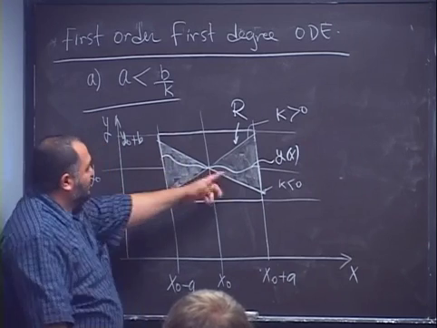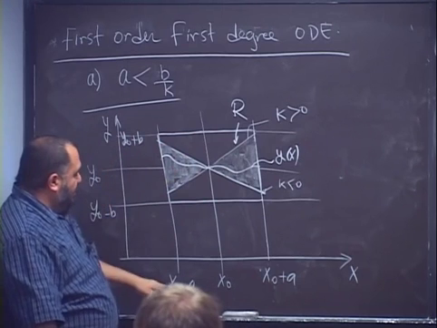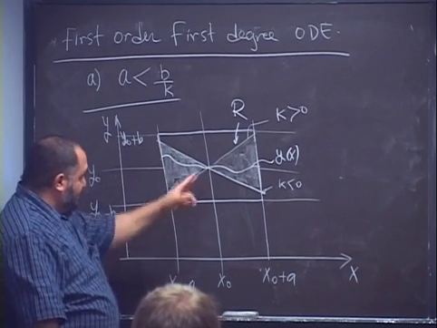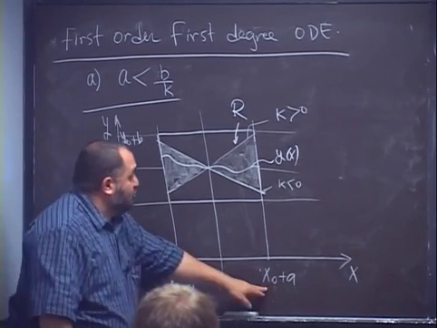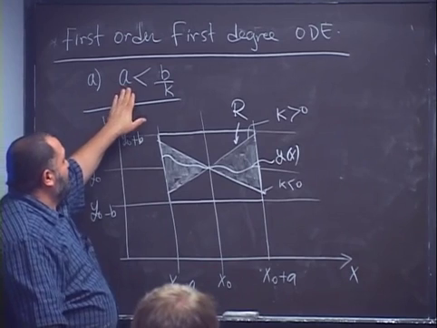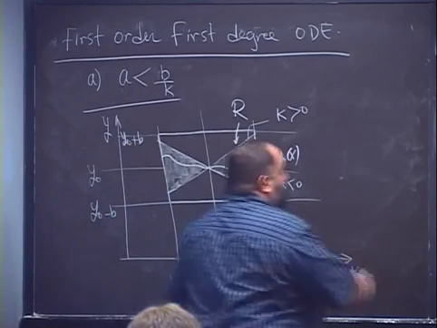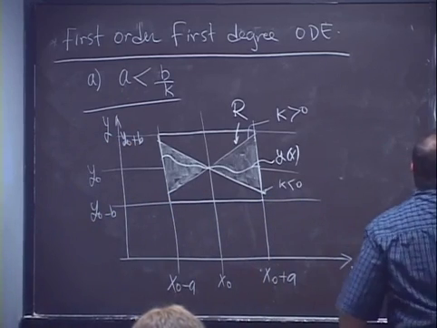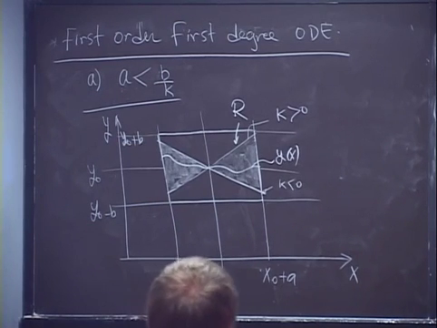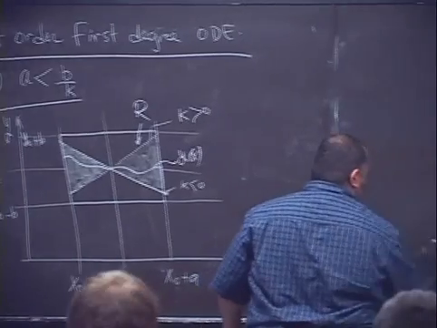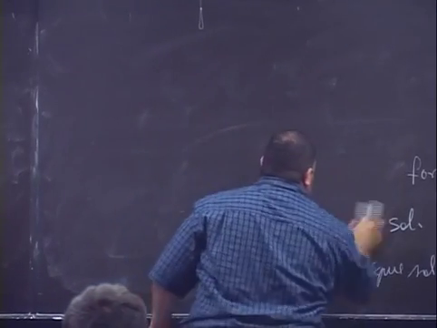So we saw here that the solution y of x is inside the region R, which is bounded in the x direction from x naught minus a to x naught plus a. So this is the case where a is less than b over k. Let's look at the other case, where a is greater than b over k.